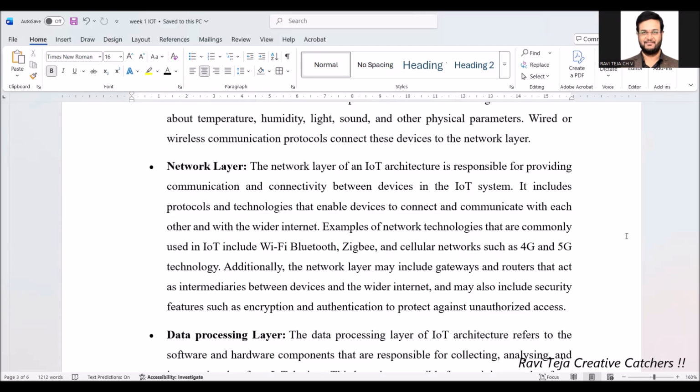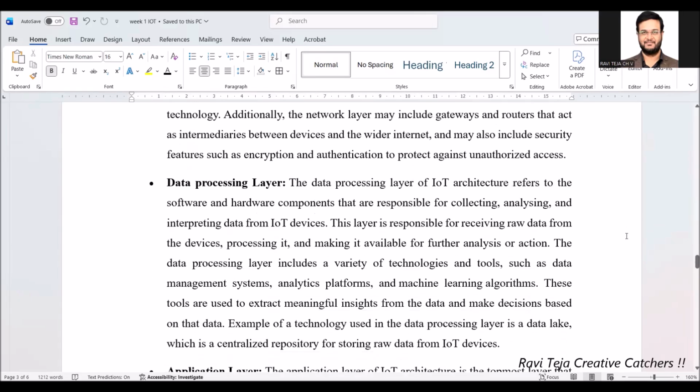So it can be like connecting an IoT device using Wi-Fi, Bluetooth, Zigbee, 4G or 5G technologies, through which you can monitor or control the particular IoT device, or you can gather some information on your dashboard or screen or monitor through the internet. So this particular network layer will be helping in that particular aspect. Next thing covers the data processing layer.